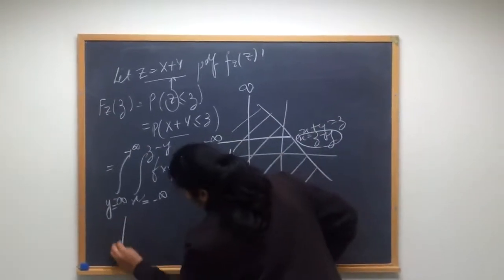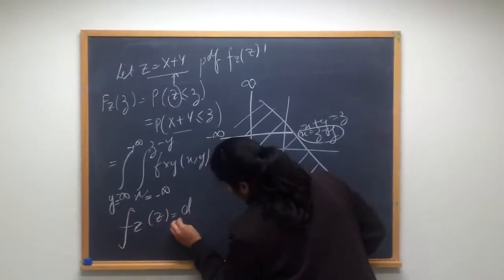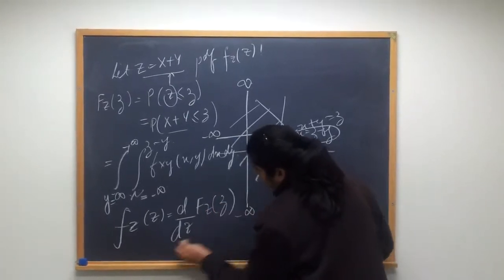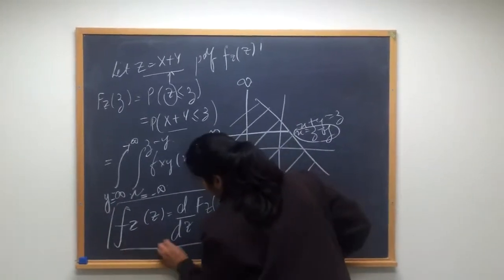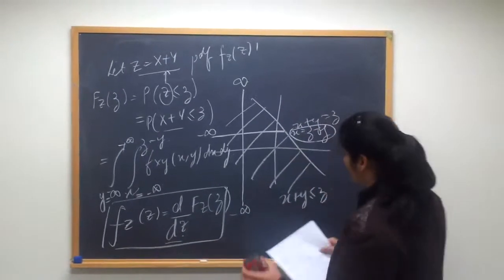Now the PDF f_Z(z) is the derivative of F_Z(z). Now we have to find this derivative. This derivative is found using Leibniz rule.